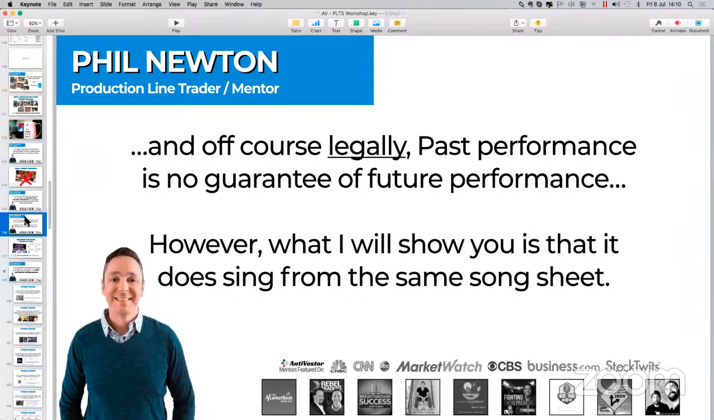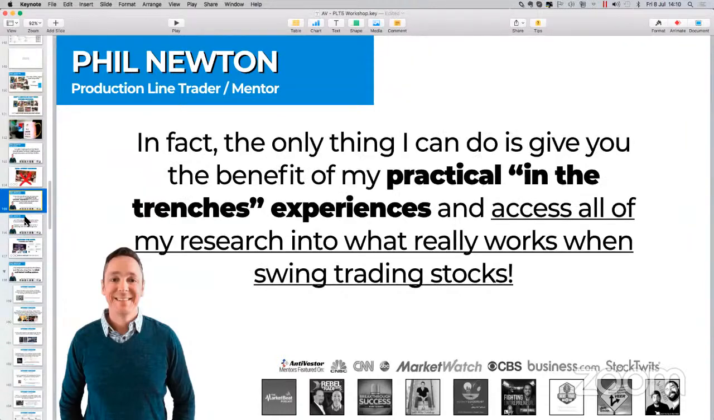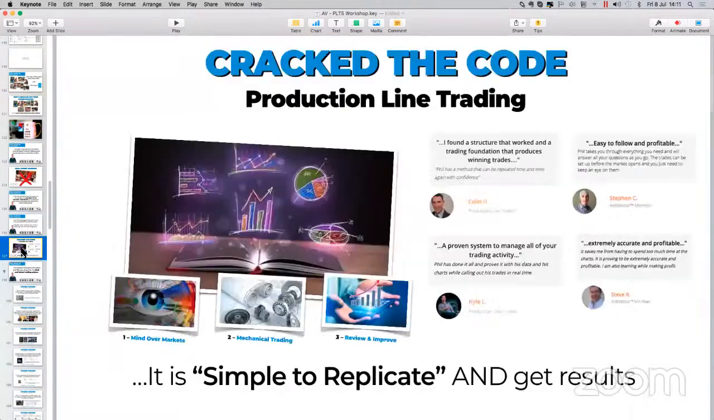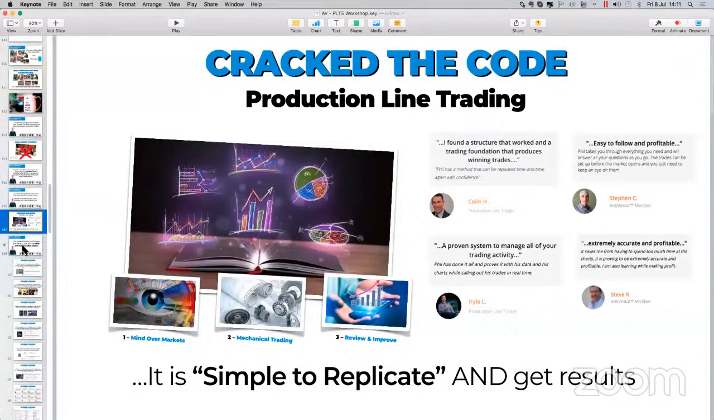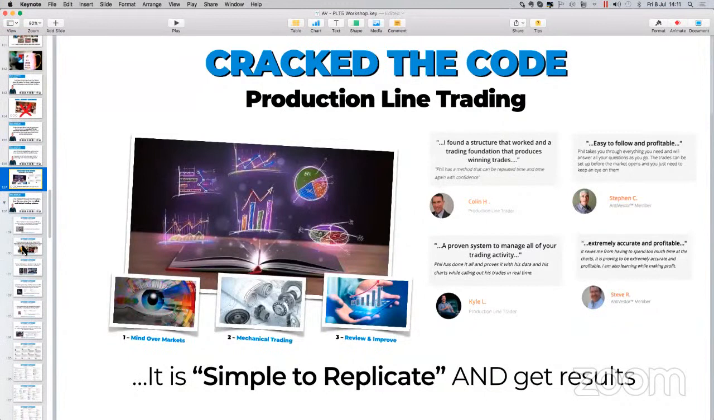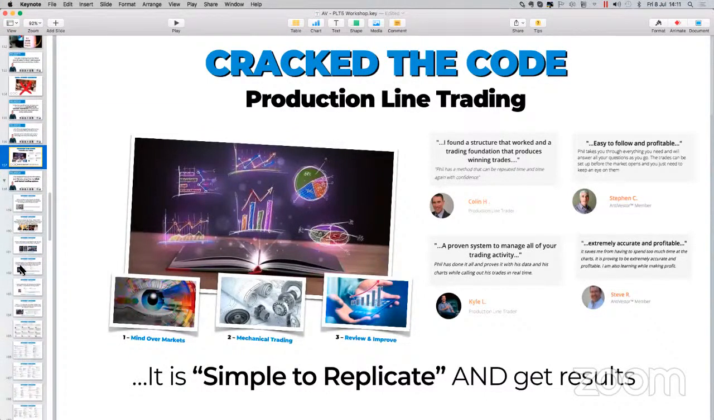What I can do is show you the benefits of practical in the trenches experience and show you exactly what I'm doing when I'm doing it, and demonstrate that while past performance is no guarantee of future performance, it does sing from the same song sheets. As I've already mentioned, I have cracked the code, and what I aim to do today again is to show you what I'm doing so you can go away and do it for yourself. Again, if you want to work more closely with me, send me a message. It is the fastest way to get where you want to get going to.